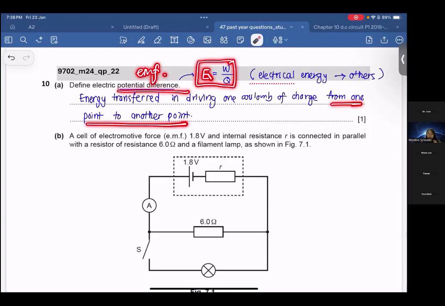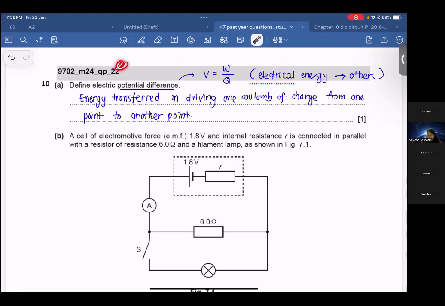If the question asks you to define the EMF in terms of energy transfer, EMF is actually for the power source. Let's say it's a battery. So we go from chemical energy to electrical energy. Chemical is because of the battery, then electrical is because the current flows through the circuit. Can you see that EMF produces energy from chemical to electrical. Then for potential difference, for the external component, it goes from electrical energy to other forms.